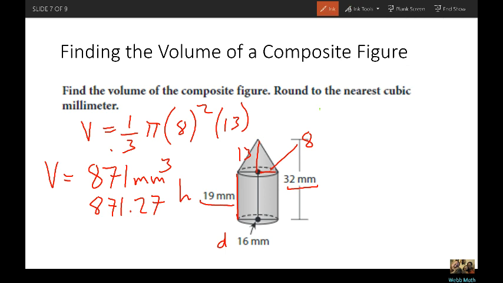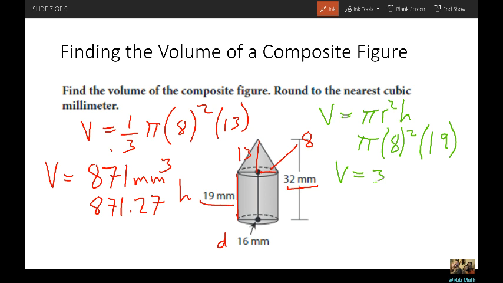So let's do this. The volume of the cylinder is just pi r squared times the height. Our radius again is 8. We square that, and its height is 19 millimeters. So again, 8 times 8, 64, times 19, times pi, and you should get the volume equaling 3,820.17.